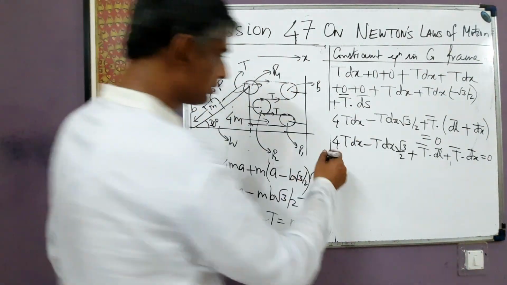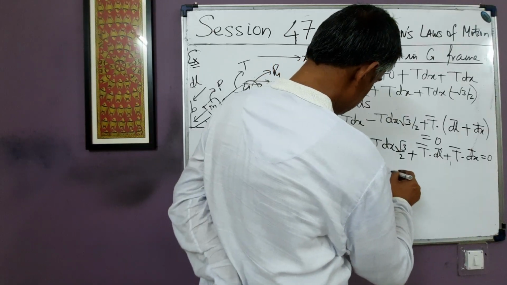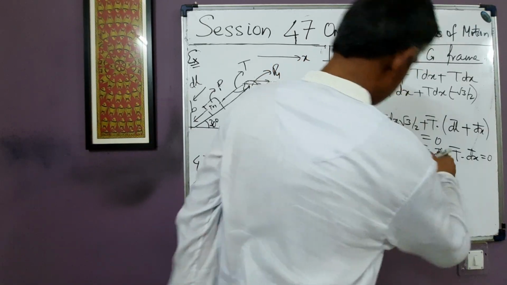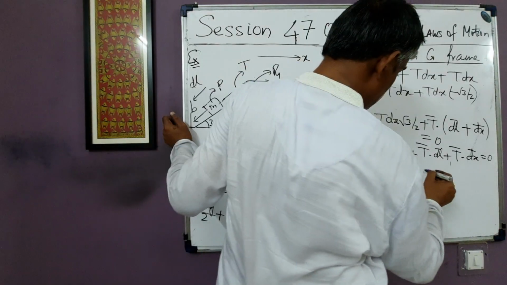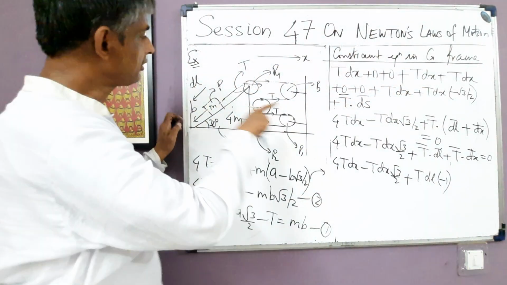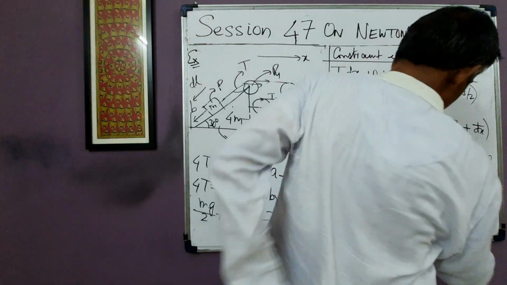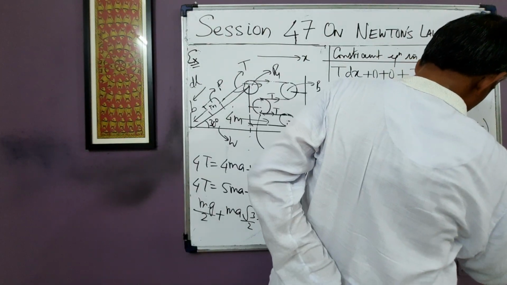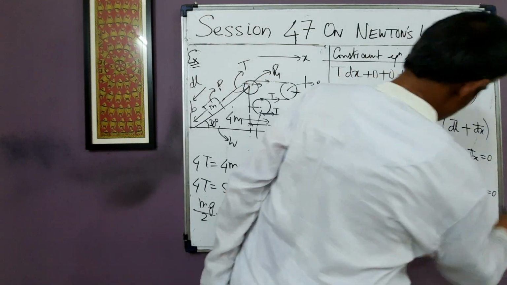So this becomes what? 40 dx minus t dx root 3 by 2. What about t dl? T is in this direction, dl opposite direction. So this becomes t into dl into cos 180 degree, which is minus 1. Plus t dot dx. T is in this way, dx is in this direction. Angle becomes 30 degree. So that becomes t dx cos 30 degree. Cos 30 degree becomes root 3 by 2. That adds up to 0.